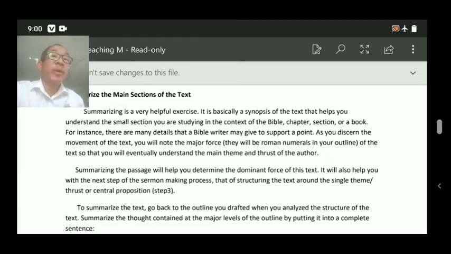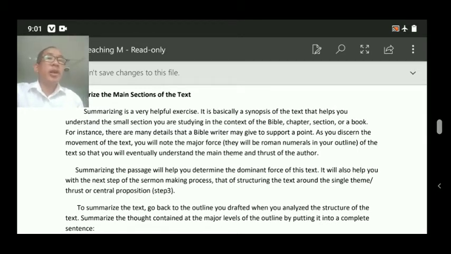Now when you summarize the passage or the text that you are going to preach, it will help you see the dominant force of this text. That means your sermon will be dominated, overshadowed, by your text. You will not wander here and there, but you will stick to the text, because you have the force of the text, because you are very much confident of that very text. In order to do that, you have to summarize it again and again.